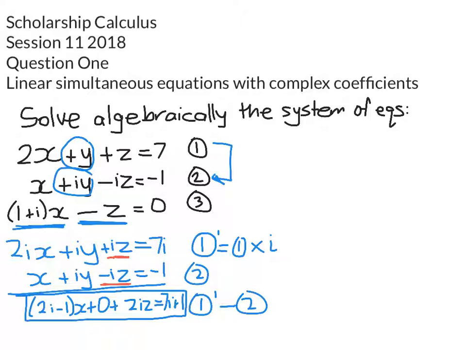Now I'm going to work with this. We'll call this equation 4. I'm going to work with 4 and 3. I'm down to two variables, x and z, and so we're going to solve for those two first and then figure out y at the end. Okay, so equation 3, going right back to the start, was 1 plus i x minus z equals 0. And equation 4 is this.